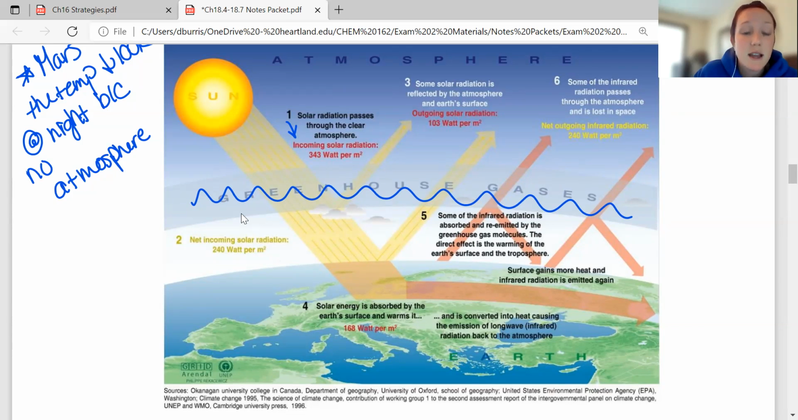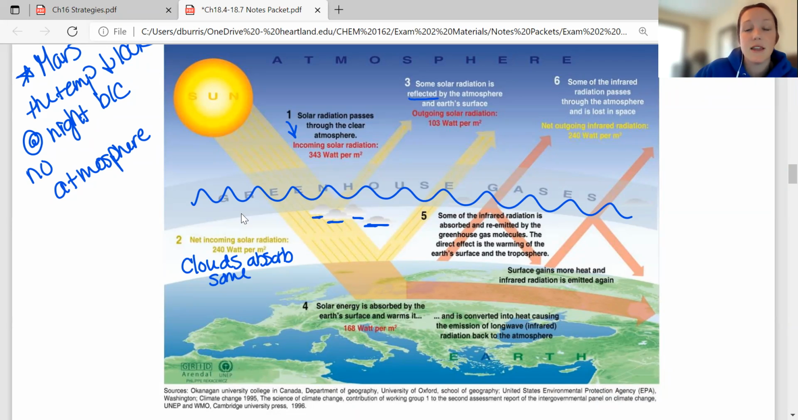Now, some of it gets absorbed because we've got clouds and stuff here. Okay, and that actually makes a big difference. Clouds can be extremely helpful. So the clouds absorb some, so not all of it gets down to the earth. Okay, so that was step 1 and step 2, some of it gets absorbed. Now, once it gets down here, some of it doesn't get through the atmosphere. So if you look at number 3, some of the solar radiation is reflected by the atmosphere.